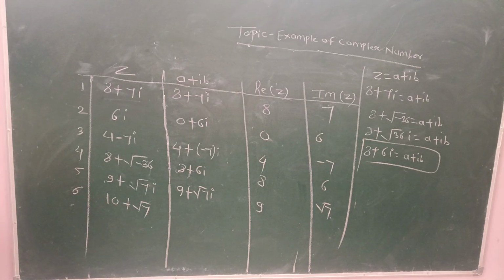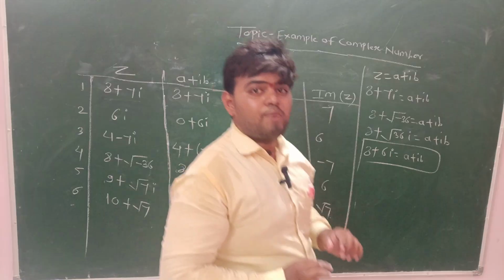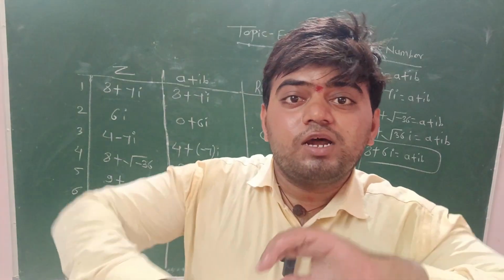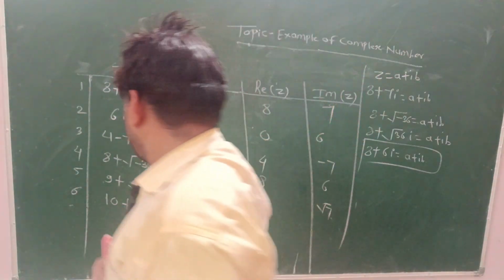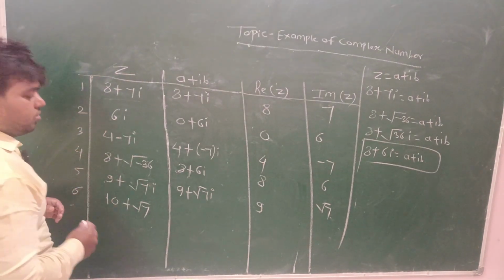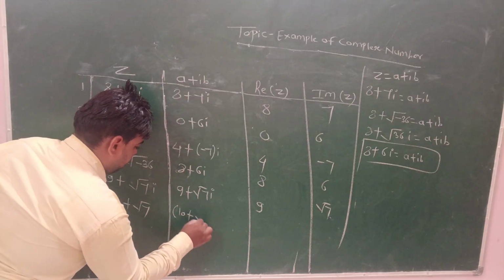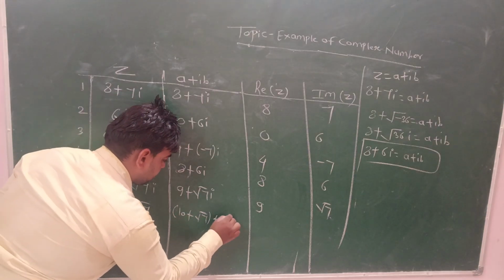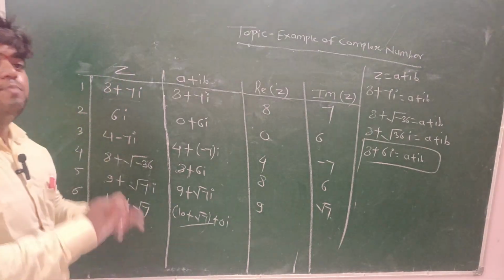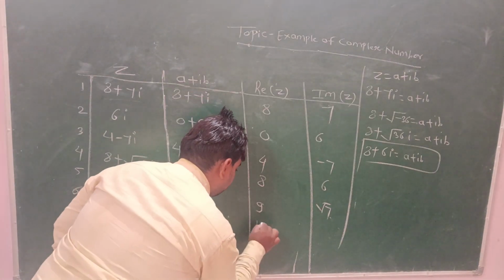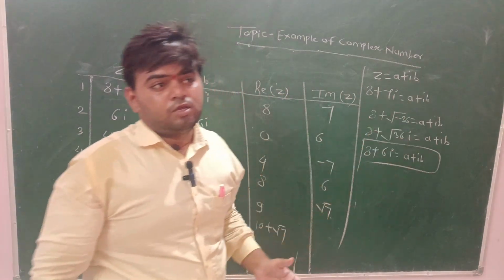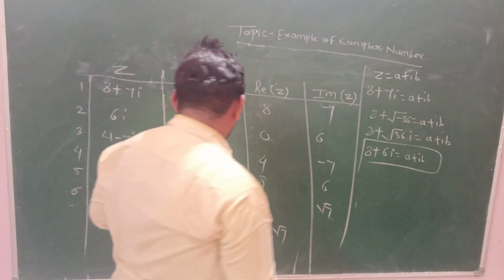In this example, the imaginary part of z is absent here, means that b is absent. So this is the form here: 10 plus root 7 plus 0i. The real part of z is present here, 10 plus root 7, but the imaginary part of z is absent in this example, so it is called 0 here.